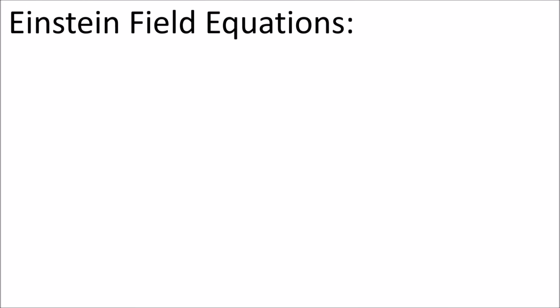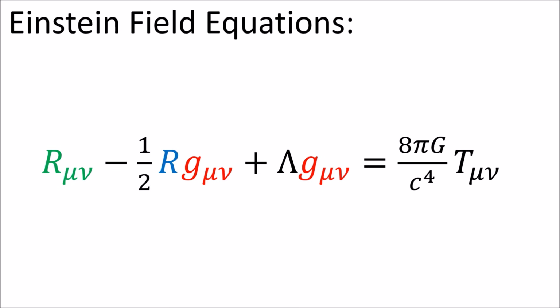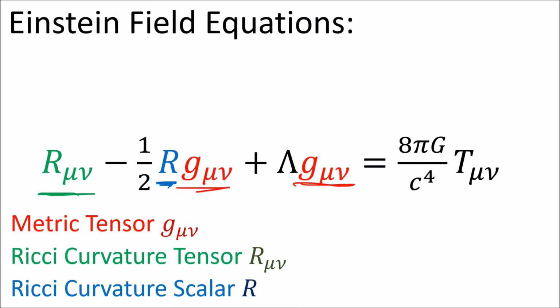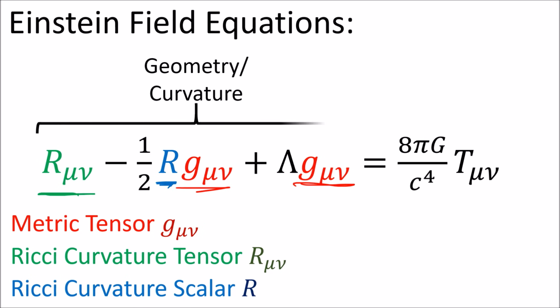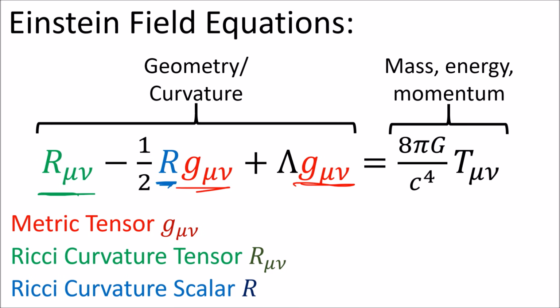So looking at the Einstein field equations, we see that the left-hand side contains the metric, Ricci tensor, and Ricci scalar. The left-hand side of the Einstein field equations is all about geometry and curvature. In the next couple videos, we'll talk about the right-hand side, which is about mass, energy, and momentum.